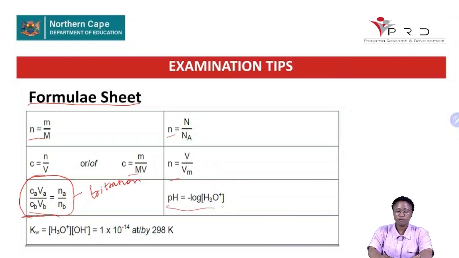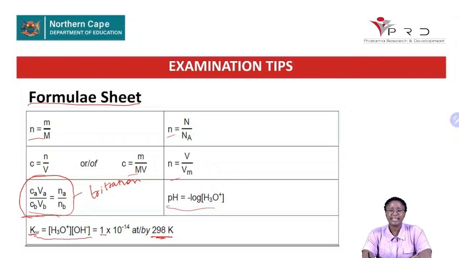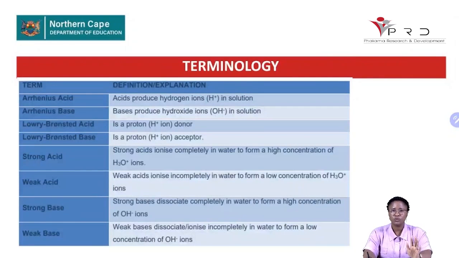And then that is the formula for pH. We all know it. And lastly, this is the Kw that I was talking to you about: the value of Kw is 1 times 10 to the power negative 14 at a constant temperature of 298 Kelvin, which is also equivalent to 25 degrees Celsius. All right, you need to familiarize yourself with these equations because these are the equations that you're going to be using.